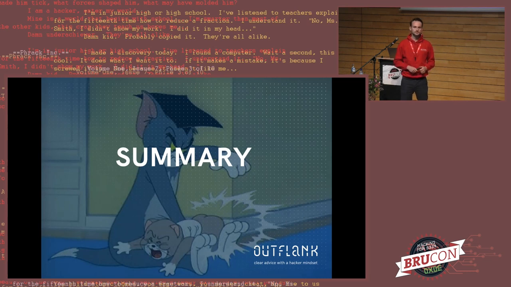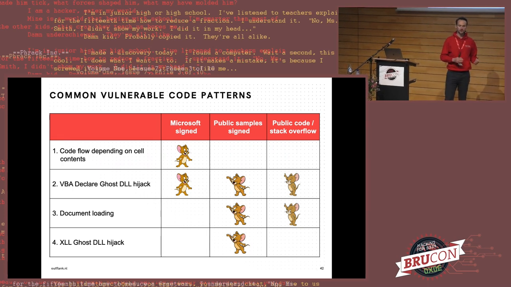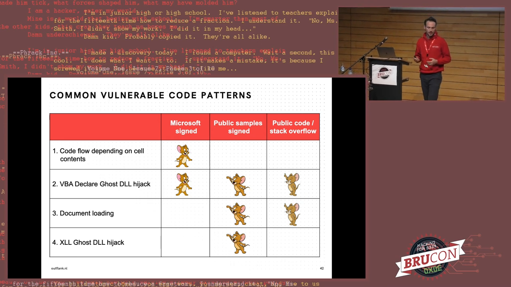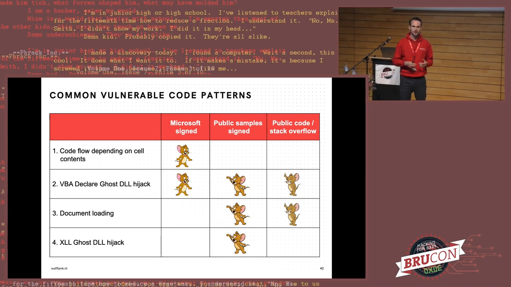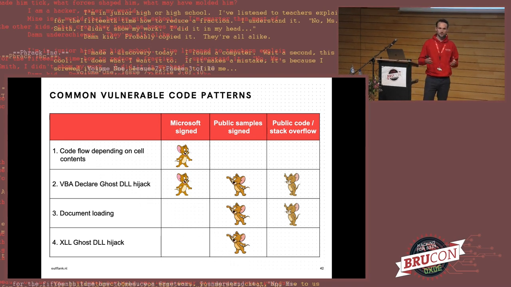To summarize, in our research, we have found four different common vulnerable coding patterns. We found them not only at Microsoft, but also at other vendors that are publishing publicly accessible add-ins and macros and whatnot. And we've also found these coding practices in public code, GitHub projects, and Stack Overflow. Added to that, if you would encounter an internal company environment, you could potentially find a combination of any of these.